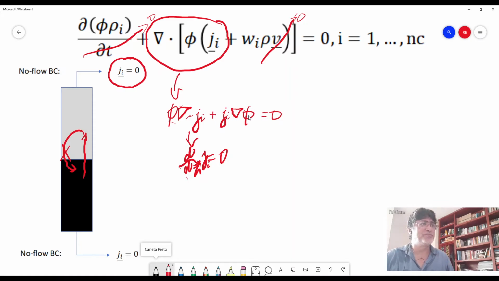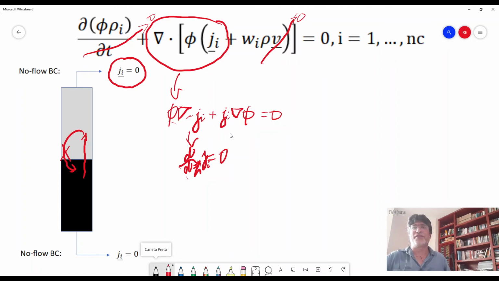Because suppose you have Ji equal to zero at the boundaries. Because of this condition here, it must be constant and it must be zero elsewhere. Everywhere the diffusive flux is zero. And if it's zero everywhere, this term here goes to zero too. Everything is zero in this equation because of Ji equal to zero, because of no-flow boundary conditions, and the derivative of the flux throughout the z-axis.